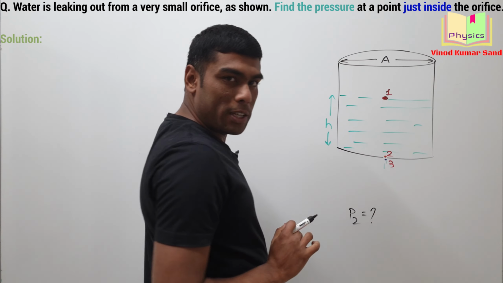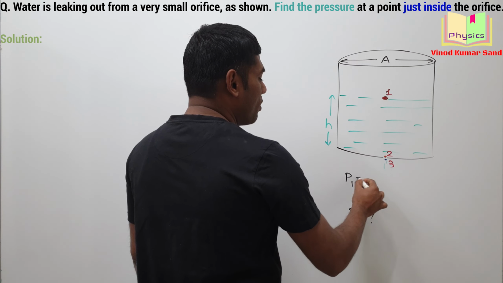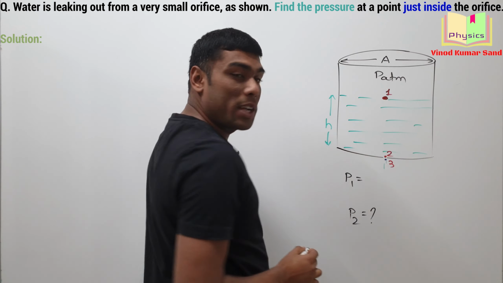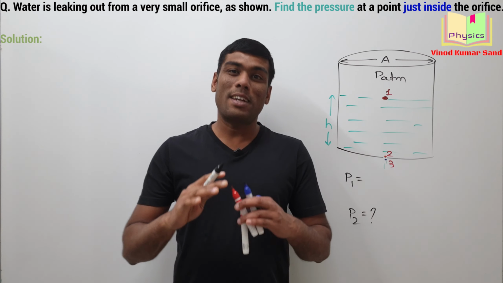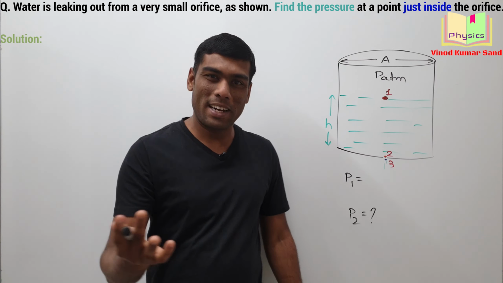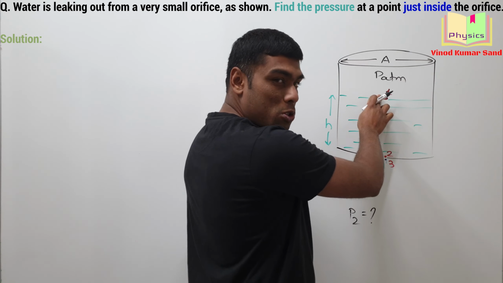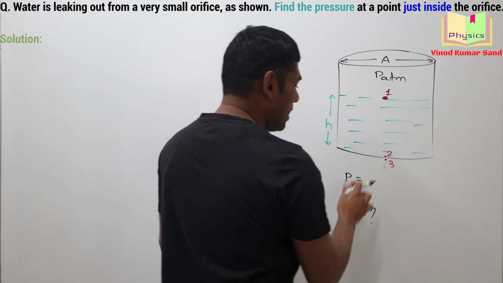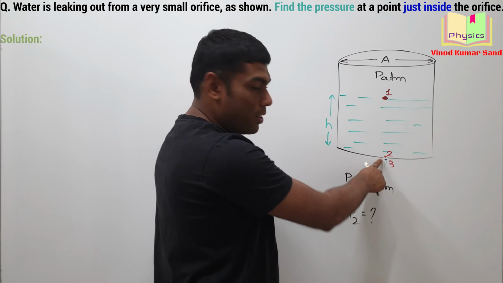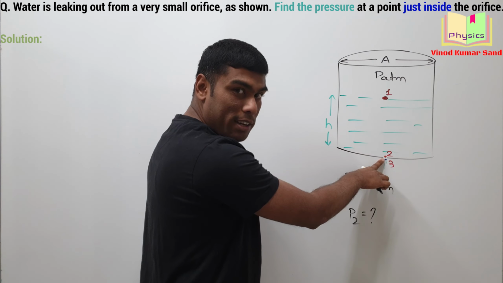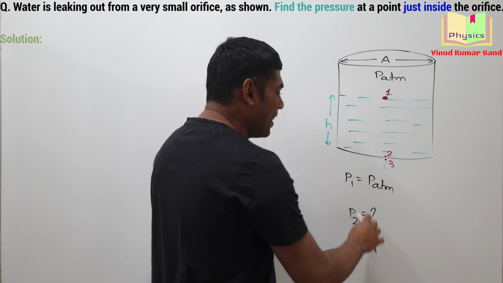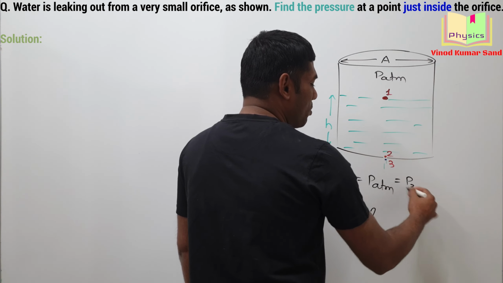Now we can write few pressures very easily. The P1 should be how much? It should be actually equal to the atmospheric pressure. I hope you remember that whatever point is exposed to the atmosphere, its pressure is P atm, the atmospheric pressure. 1 is exposed to the atmosphere, so its pressure will be P atm. Same logic we can apply for 3. 3 is here, just outside the orifice, and this part is also exposed to the atmosphere. It means P3 will also be P atm.